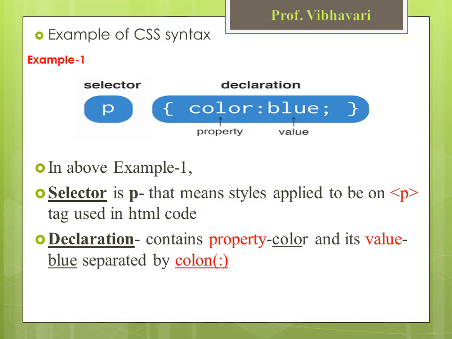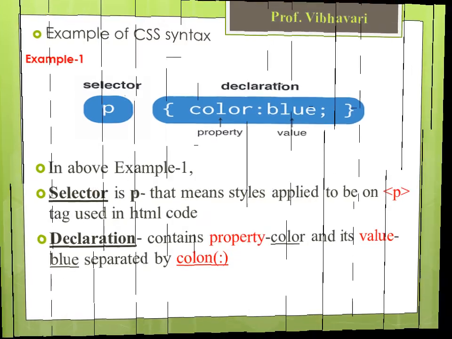Next point is declaration. It contains the name of the property. That is the color, and its value is blue. So this property name and the value are separated by the colon symbol.